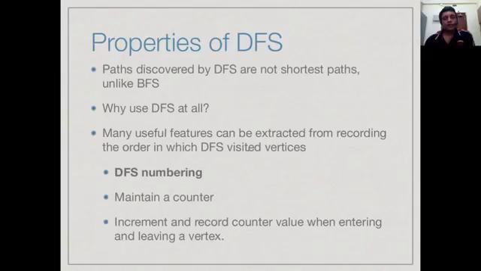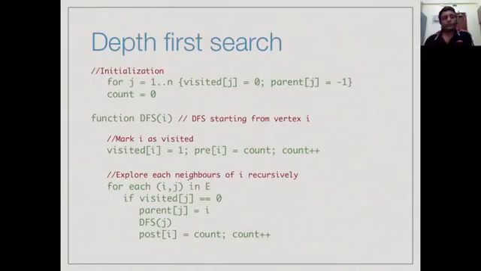So for this, we augment DFS with something called numbering. We maintain a counter which we increment every time we enter a vertex, when DFS starts on a vertex, and when it leaves. So we associate with each vertex in the graph two values: the value of the counter that was there when I did DFS of j for the first time, and the value of the counter when DFS of j exited. So this is how we would do this in our algorithm.